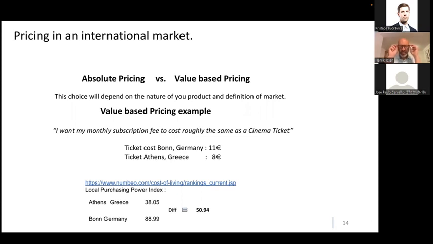It is tempting to say I just have one price, the same price everywhere, but this may rule you out of a number of markets, because it is not accessible to people whose buying power is simply not good enough. So what I always do is say I want my monthly subscription fee to be the same as a cinema ticket. If it's a 10 euro ticket, then most people can afford it. But 10 euros in Europe for a cinema ticket is acceptable, while 10 euros in India for a cinema ticket is totally out of this world, and it's not going to work.